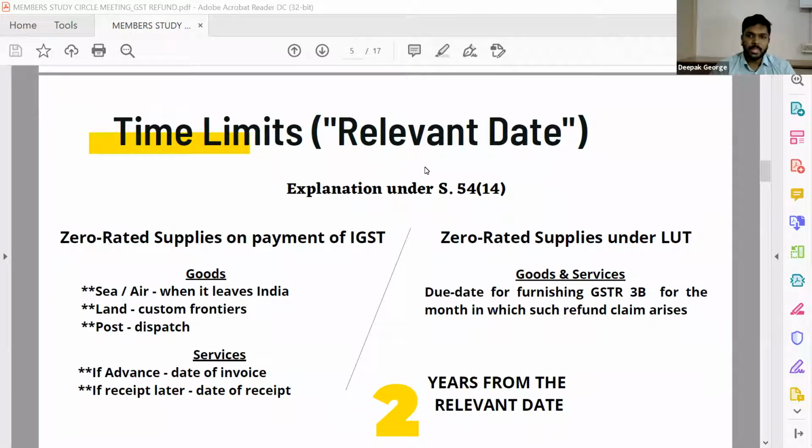But now they have sort of curtailed this time limit, and they have said, when you're claiming a refund sitting in March, it is basically 2 years from the due date of filing GSTR 3B for the month of March, which is 20th of April. So this 2-year concept is important, both for zero rated supplies with payment or without payment of IGST.